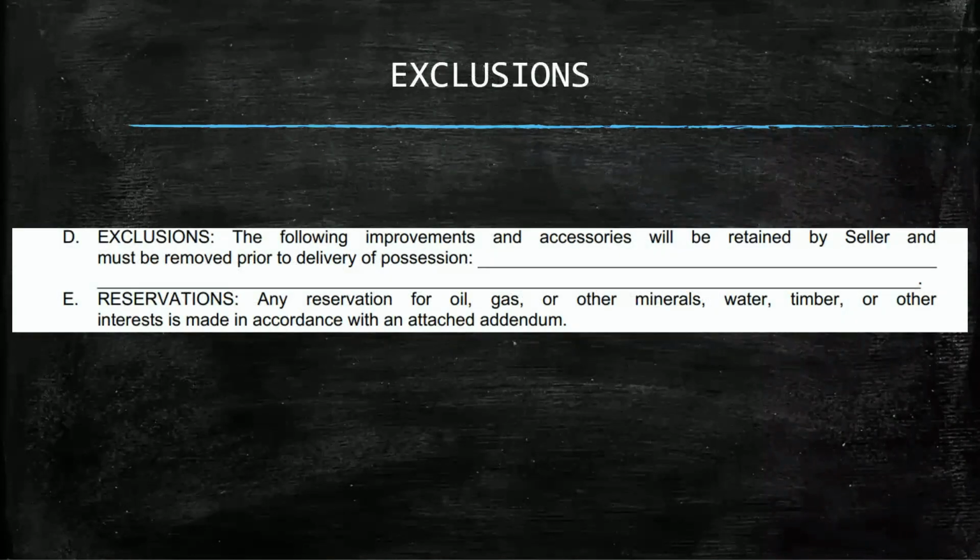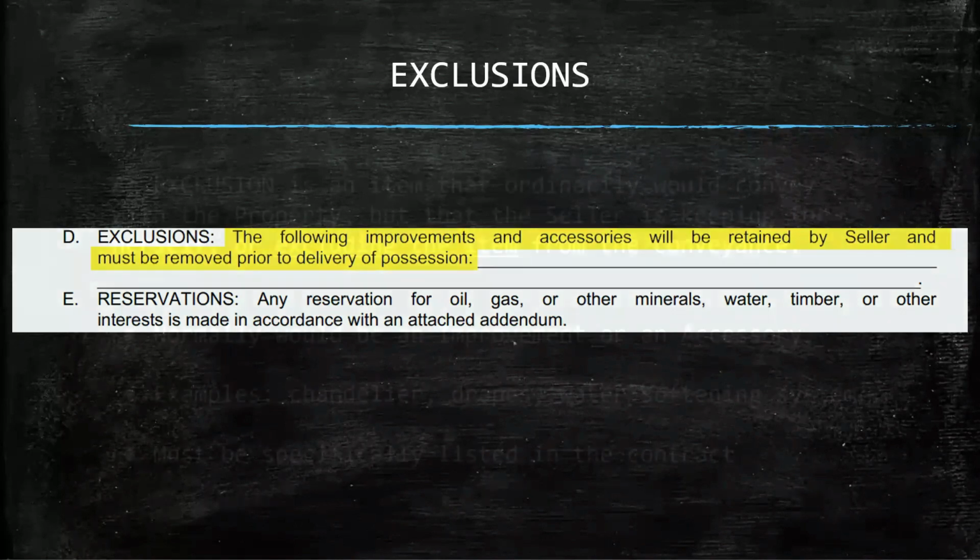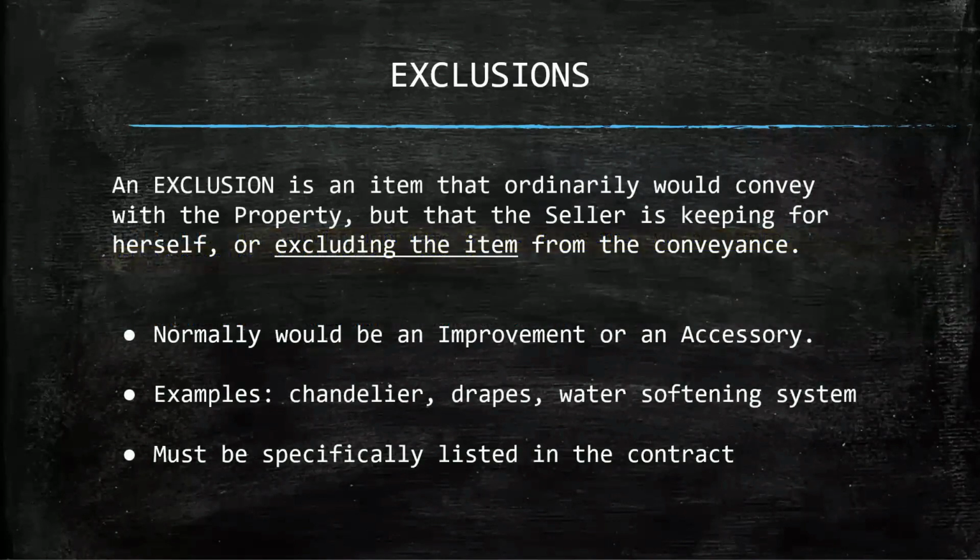Now let's look at the two items that are not part of the property definition. The first one being an exclusion. The following improvements and accessories will be retained by the seller and must be removed prior to the delivery of possession. These are our exclusions. An exclusion is something that ordinarily would convey with the property. It is an improvement or an accessory, but it's something that the seller is going to keep for herself. And in doing that, she's going to exclude the item from the conveyance.